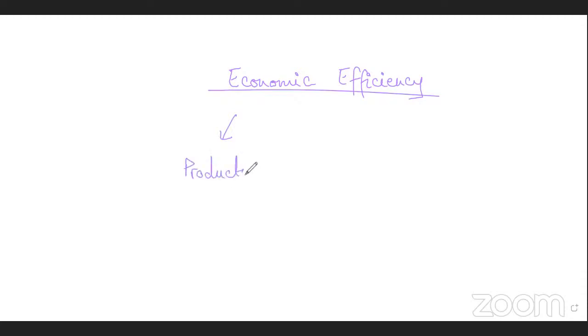Now, what is productive efficiency? Productive efficiency is when you produce at the lowest possible cost. What is productive efficiency? When an economy is producing at the lowest possible cost, that is productive efficiency. Now, the formula to calculate productive efficiency, let me show you, right? It is output over input. What is output? Output is something that a business is producing, right?